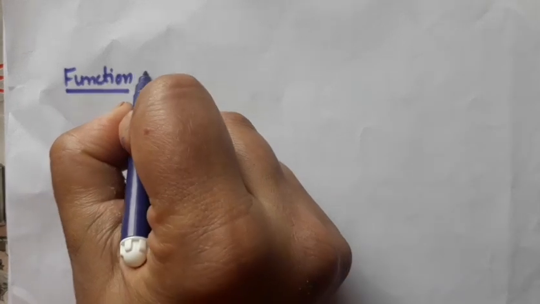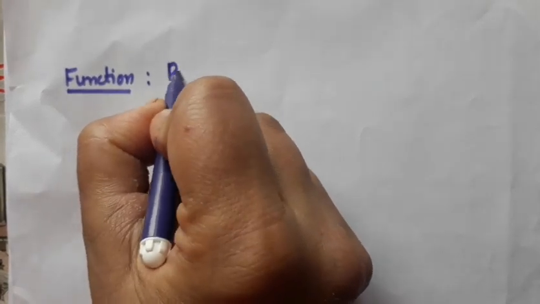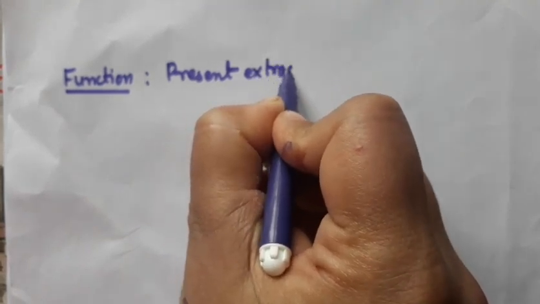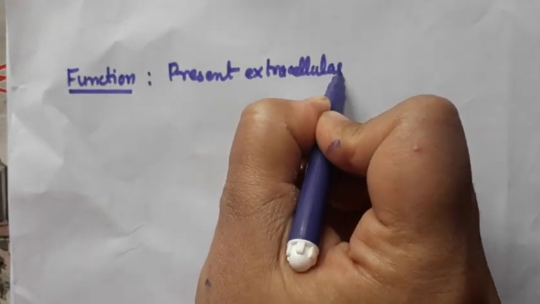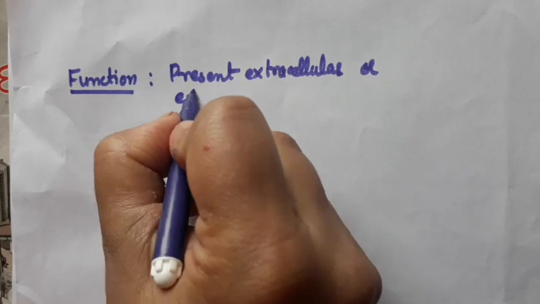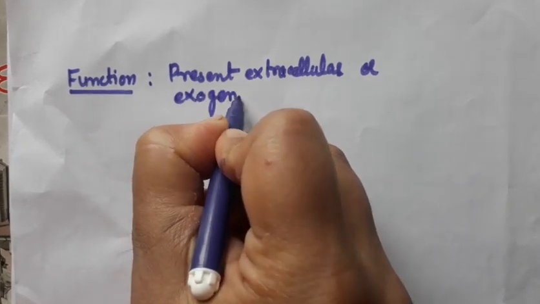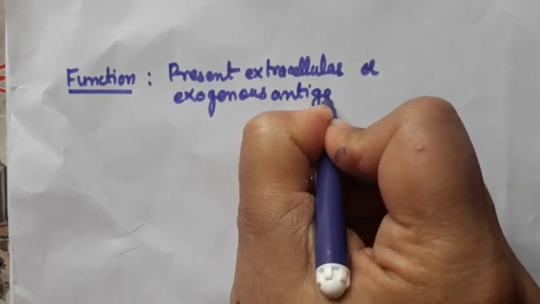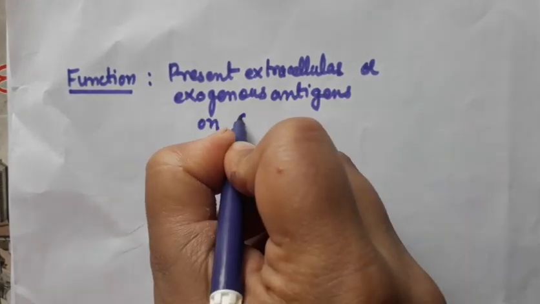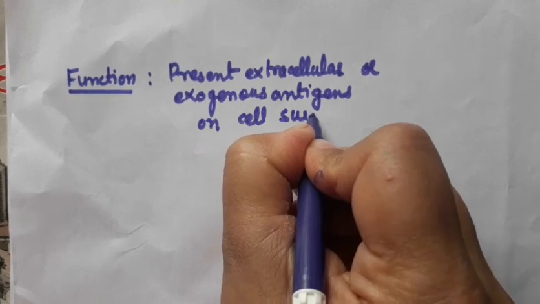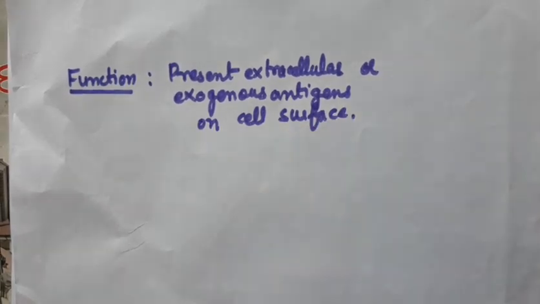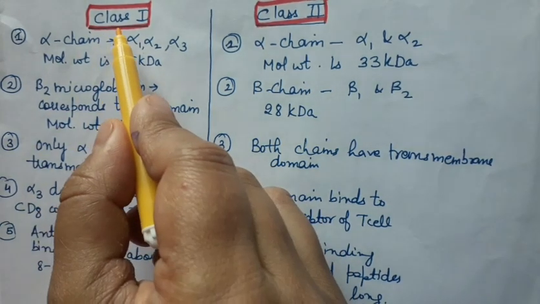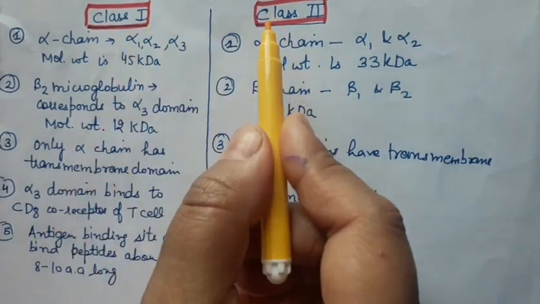Now the function of class 2 molecule is to present extracellular or exogenous antigens on cell surface. So these are the differences between class 1 and class 2 molecule.